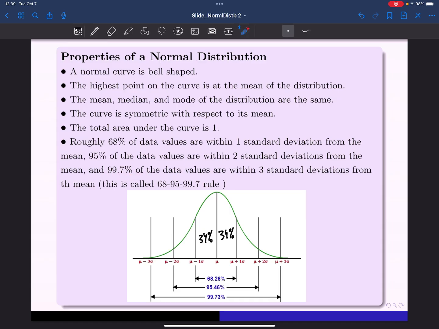And 99.7% of data values are within 3. So almost all the data are within 3 standard deviations. And this rule is called the 68, 95, and 99.7 rule. So 99.7 is almost 100%. So almost 100% are distributed within 1, 2, 3 standard deviations.